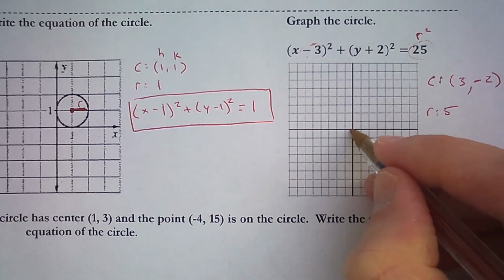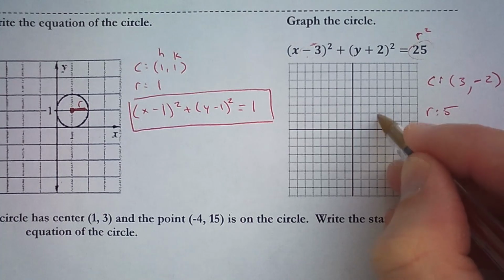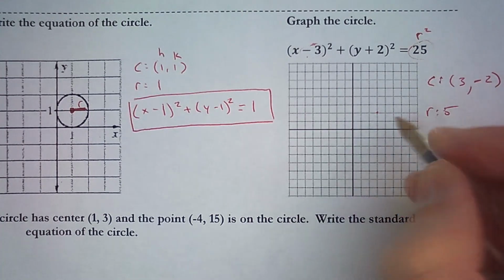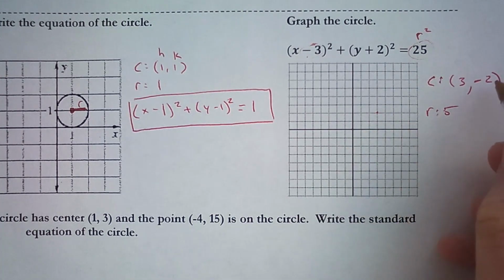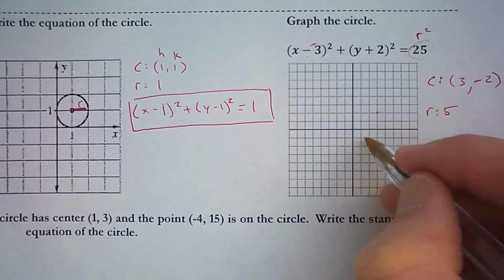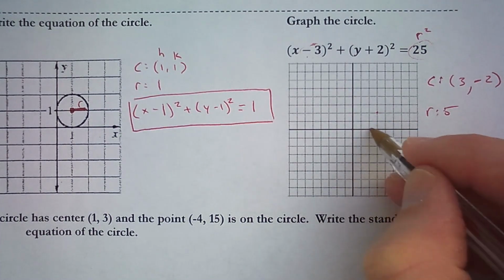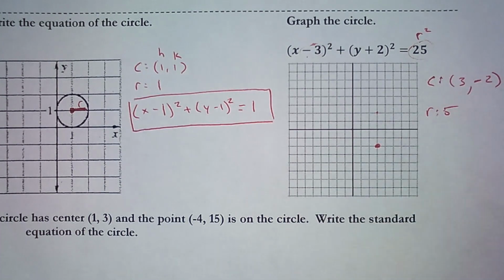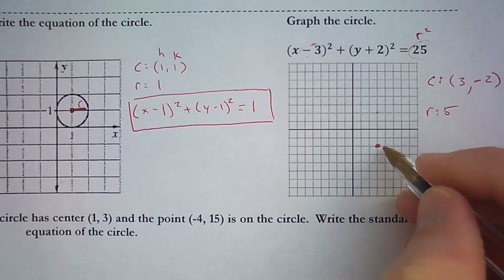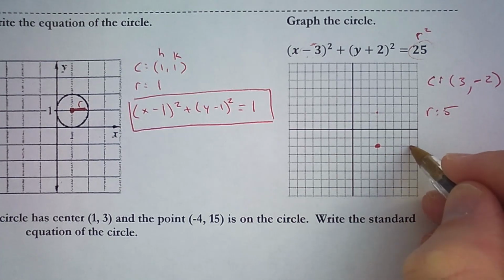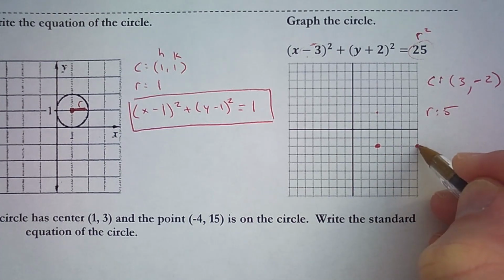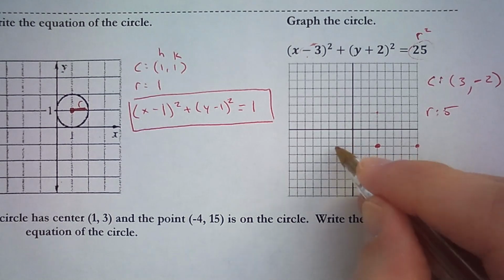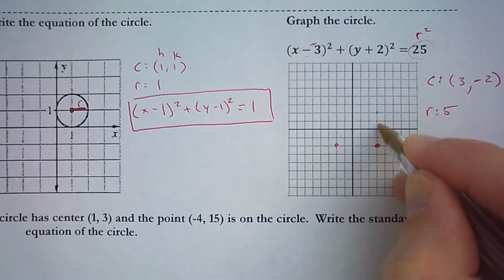So the center is at (3, 2), so that's 3 to the right and up 2. I'm sorry, that's (3, negative 2). Okay, my mistake there. Don't worry, I'll edit that out before you ever see this. Right 3 and down 2. Right there is the center. And then the radius is 5. 1, 2, 3, 4, 5. And we'll go right, left, up, and down.